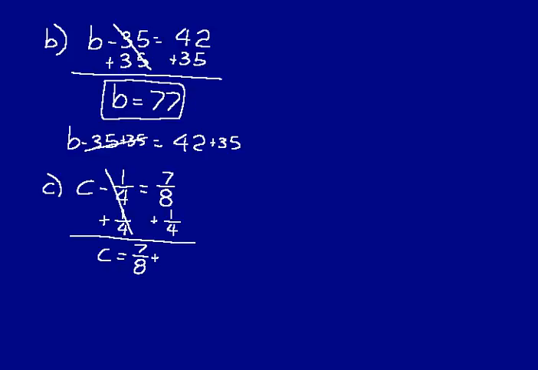Now 1/4, we need to make that 2/8 so that we'll have common denominators, and that will give us 9/8. We don't want to leave the answer as an improper fraction though, so we'll just say 1 1/8. That's our answer.